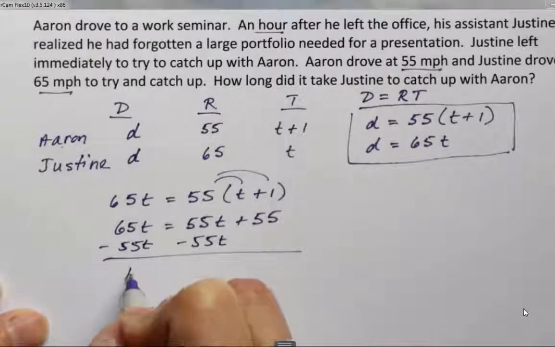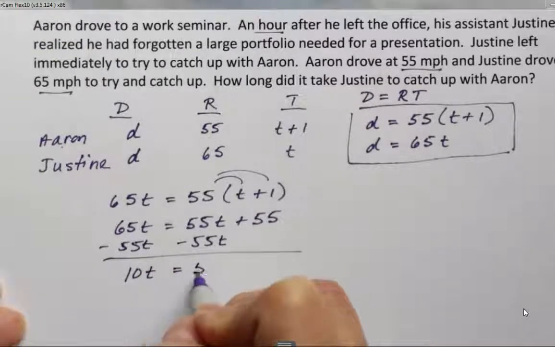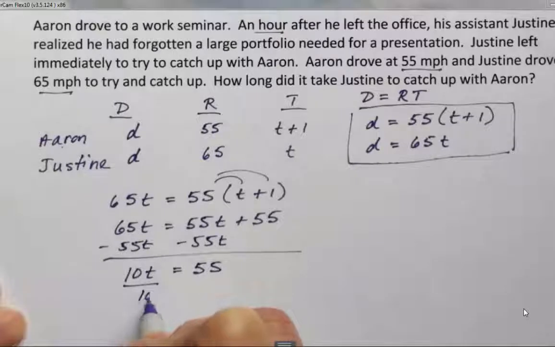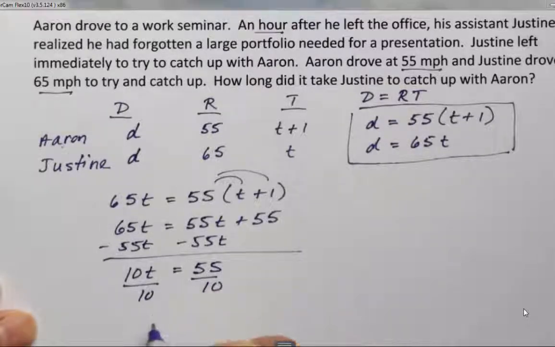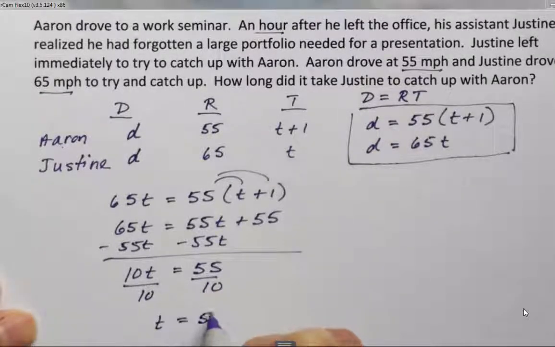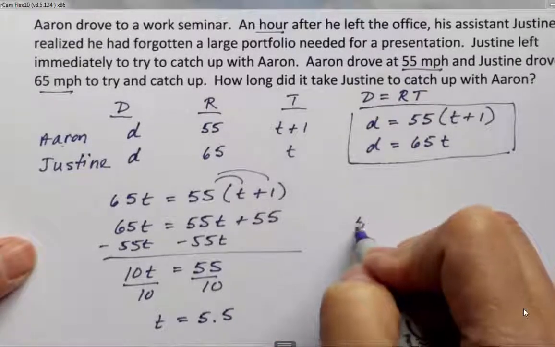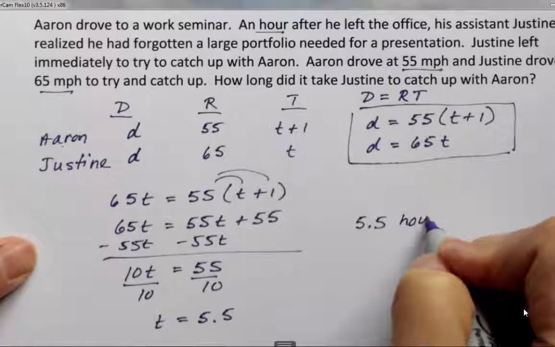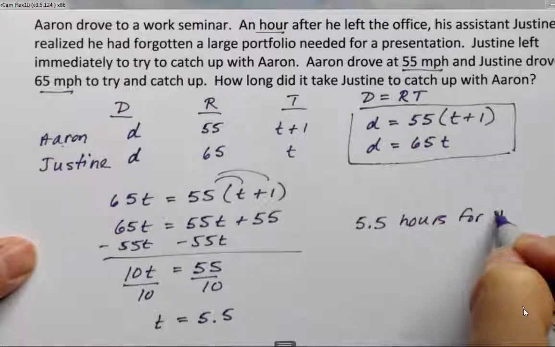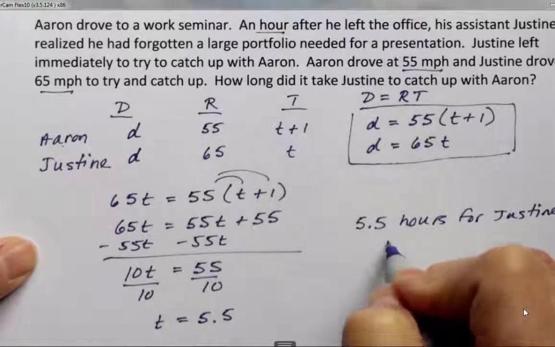I end up with 10t equals 55. And then dividing both sides by 10, I end up with t is equal to 5.5. So that means it will take 5.5 hours for Justine to catch up with Aaron.